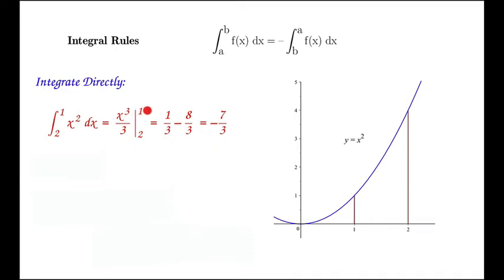It's important to remember that the 1 is on top. It's not the largest one on top. It's whichever one is the upper limit of integration, so we put in the 1 first. The 2 is the lower limit of integration, so we subtract off what we get when we put in 2.